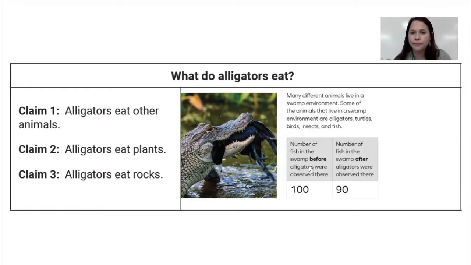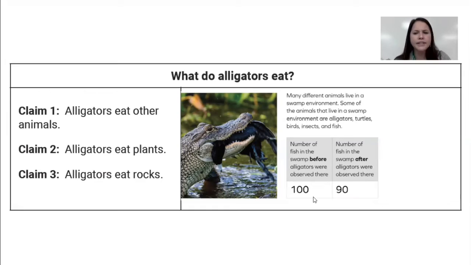Let's move over here. It says many different animals live in a swamp environment. Some of the animals that live in a swamp environment are alligators, turtles, birds, insects, and fish. Down here, it says the number of fish in the swamp before alligators were observed there. There were 100 fish before there were any alligators. The number of fish in the swamp after alligators were observed is 90.